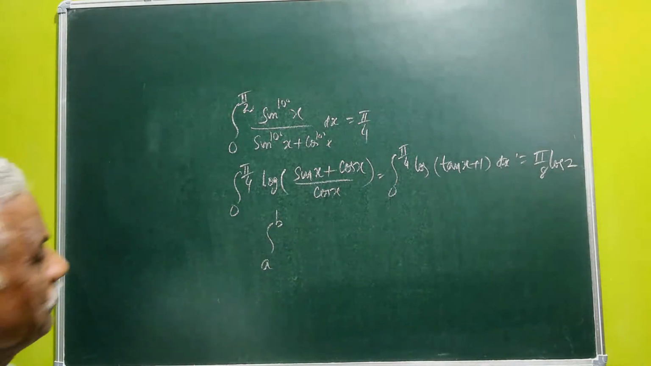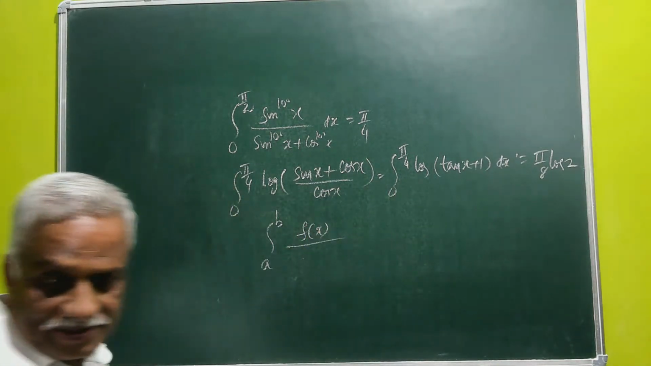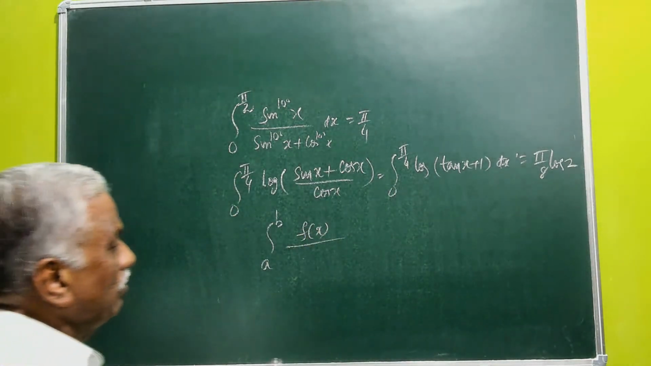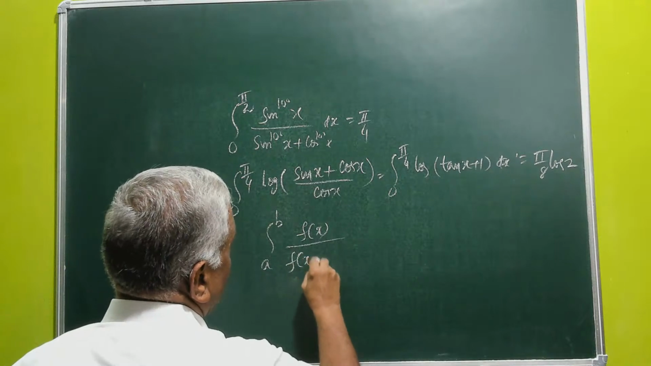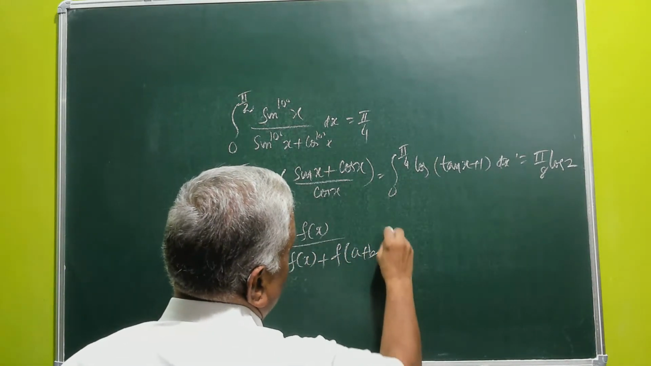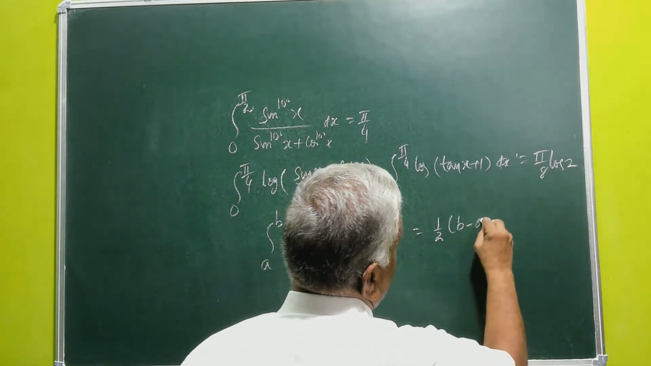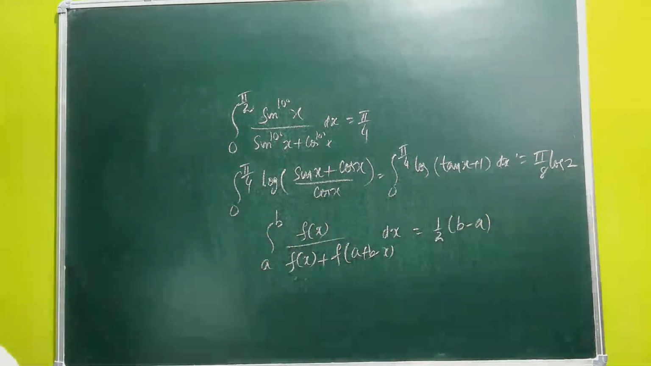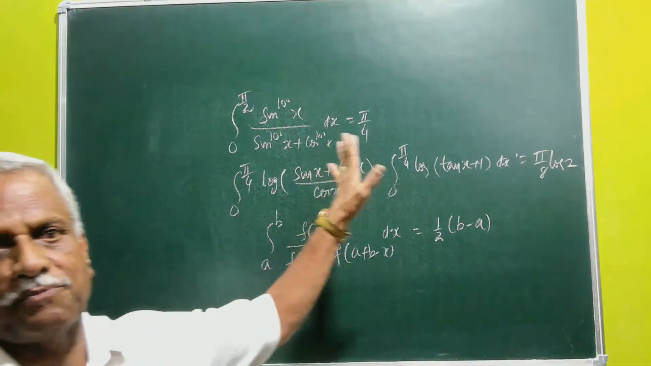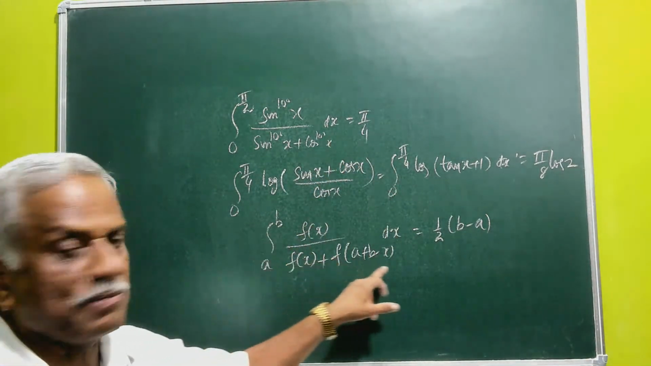A to B, instead of given for 10 minus x, you can take it for any problem in general. F of A plus B minus x dx. This is half of B minus A. I just use this formula for that problem, but you remember this. F of x plus f of A plus B minus x.